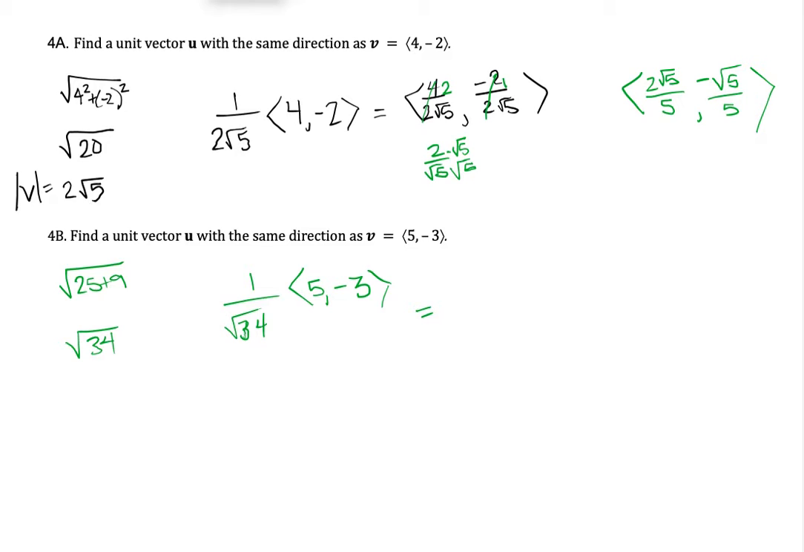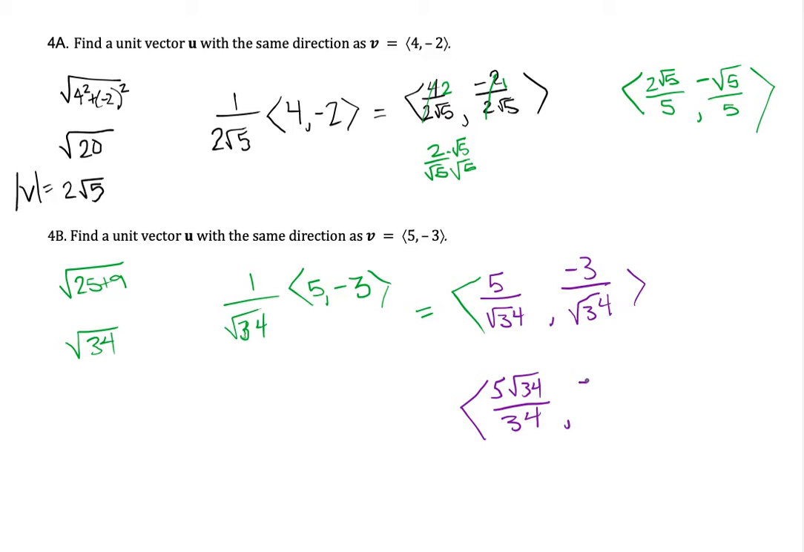I'm just getting so tired of the same colors over and over. Let's do purple. There we go. 5 over the square root of 34, which we know we can change to 5 square roots of 34 over 34. And then -3 over the square root of 34, which is negative 3 square roots of 34 over 34.